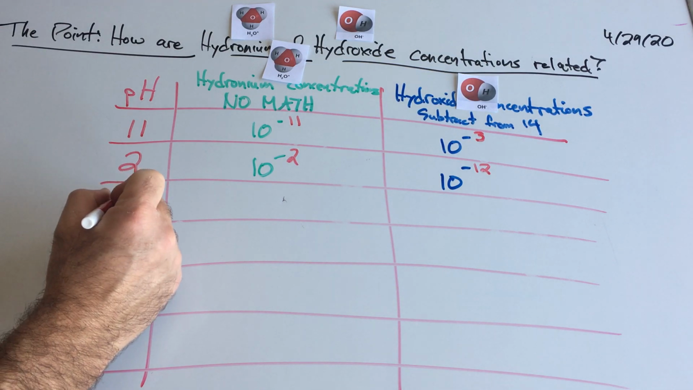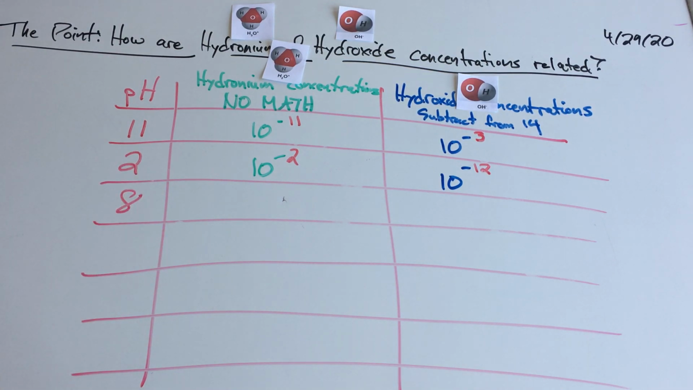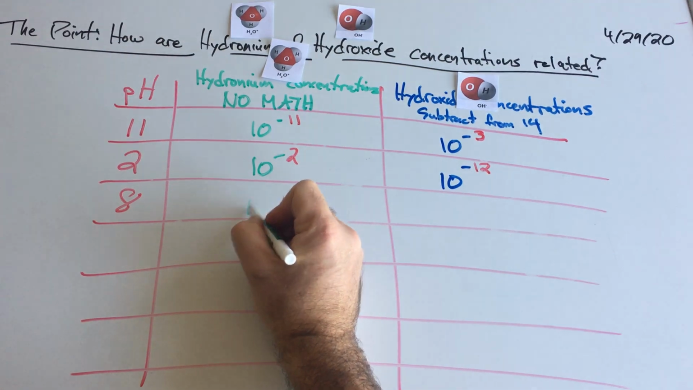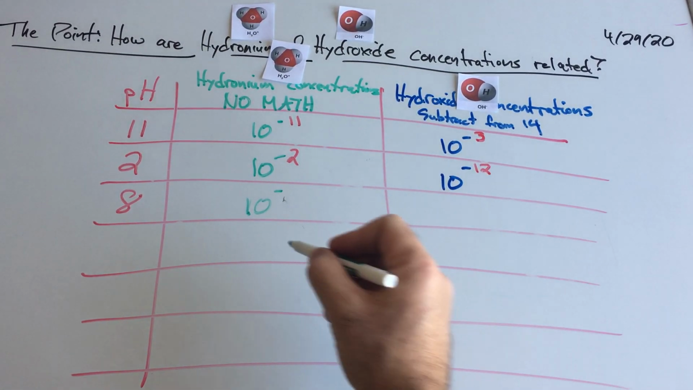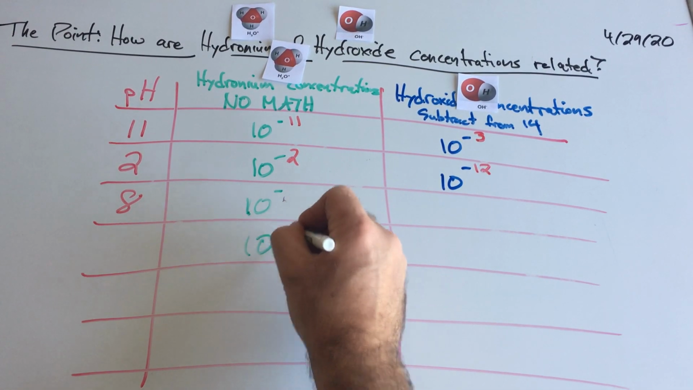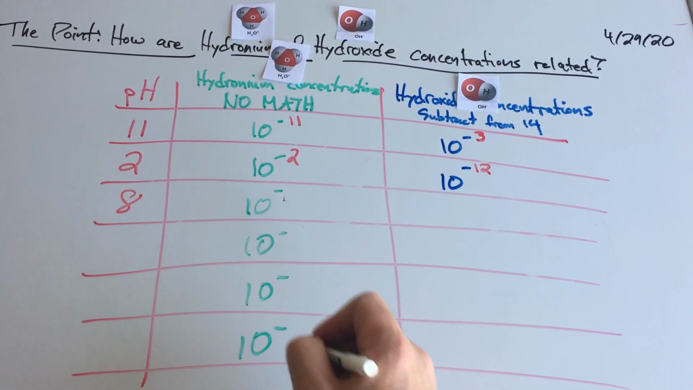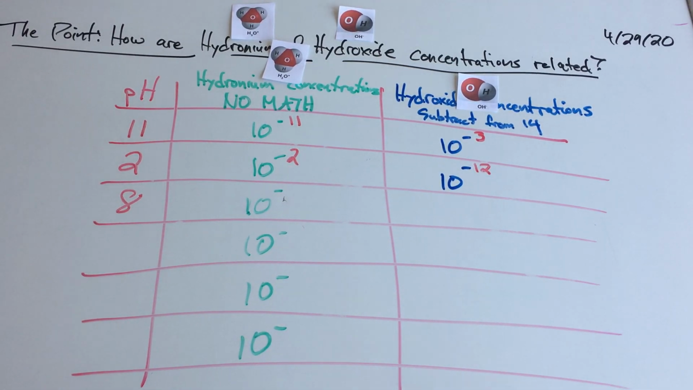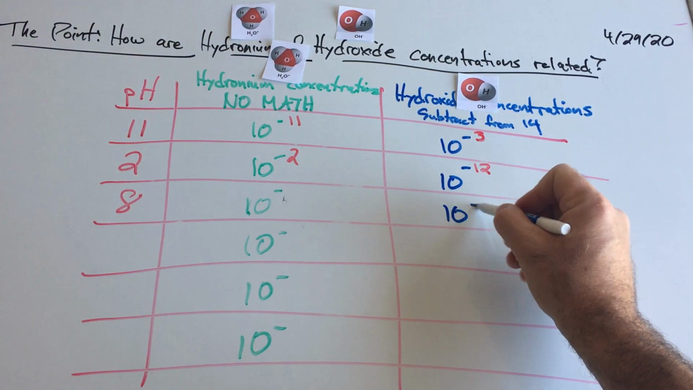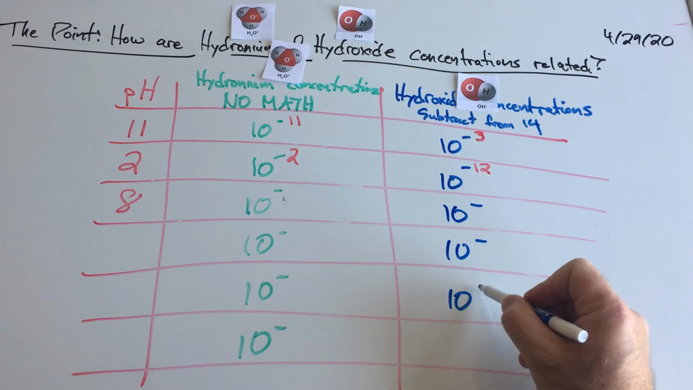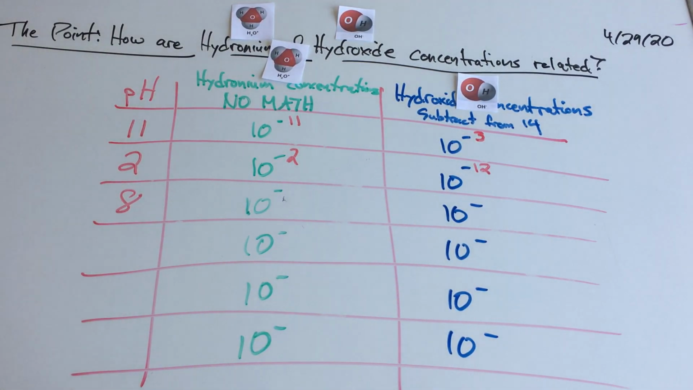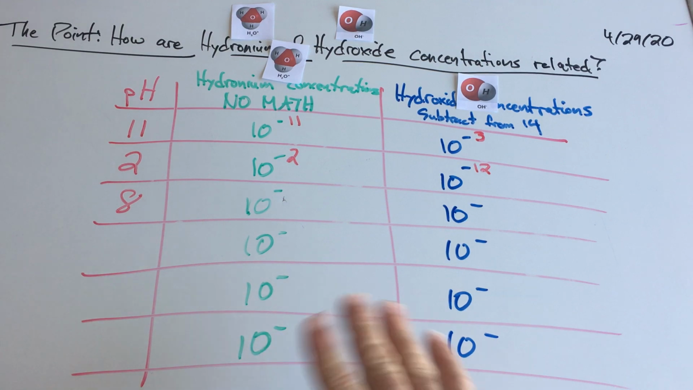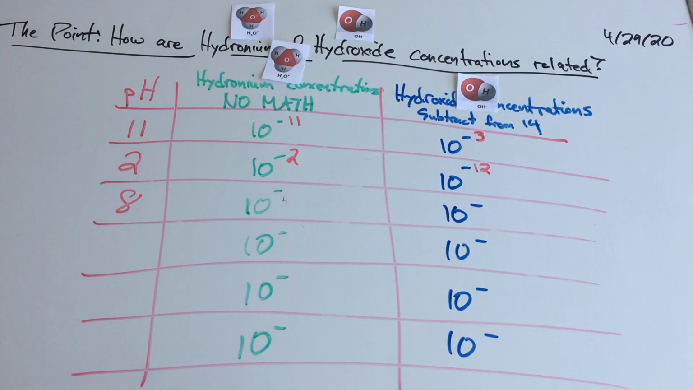Let's do, I don't know, 8. So here is 10 to the negative. In fact, I could even write 10 to the negative, 10 to the negative, 10 to the negative. This one's going to be wrong. And over here, I could write 10 to the negative, 10 to the negative, 10 to the negative, 10 to the negative. How is that going to be wrong? You'll find out later. Stop bothering me. I'm teaching. Okay, so I can just kind of pre-fill these, except for this one.